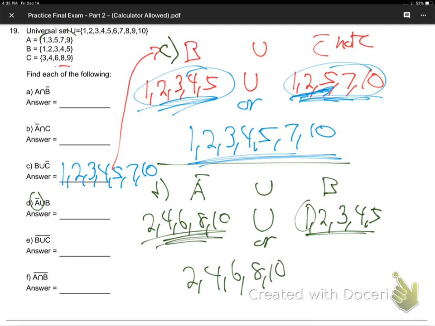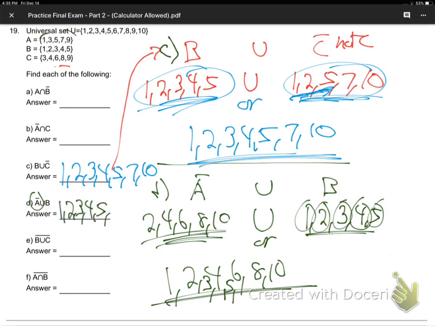And then I'll go to the next one. 1. Throw 1 in there. 2, already got it. 3, here I'll sneak a 3 in there. 4, already got it. 5, I'll sneak a 5 in there. There we go. That's the uniting together. That's everybody. 1, 2, 3, 4, 5, 6, 8, and 10. That's the uniting together of A bar and B.